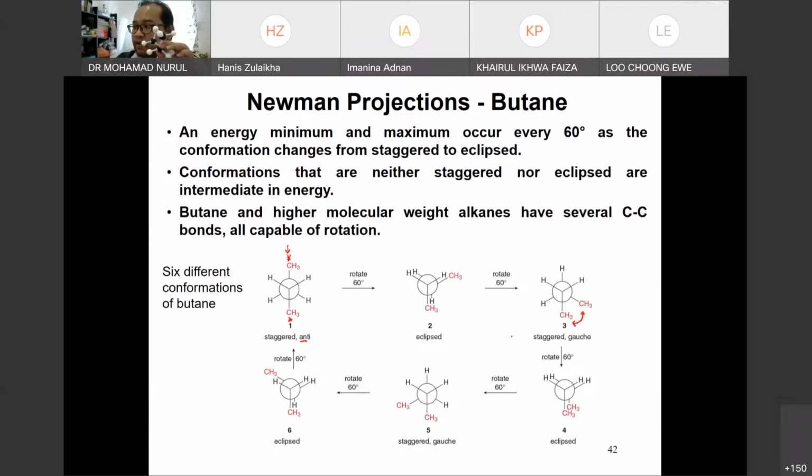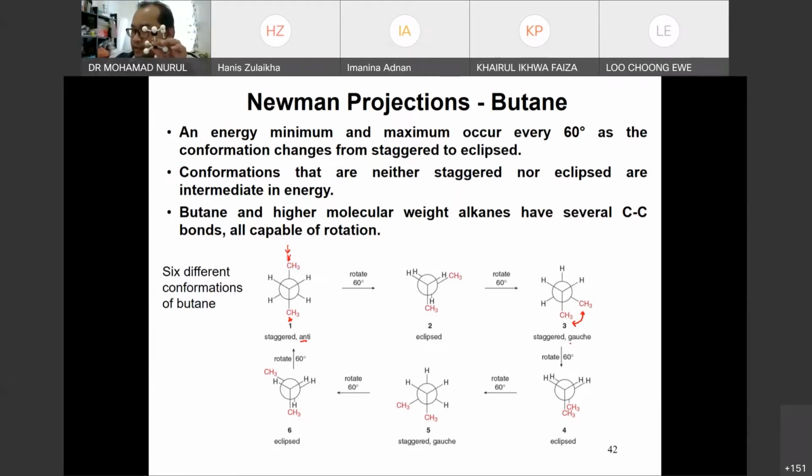And we rotate again. This one we call gauche, because it's staggered but the groups are close together. Almost close together, but it still forms a staggered conformer. After another 60 degrees, it becomes eclipsed again. When it rotates again, it goes back to the second staggered conformer, the gauche.